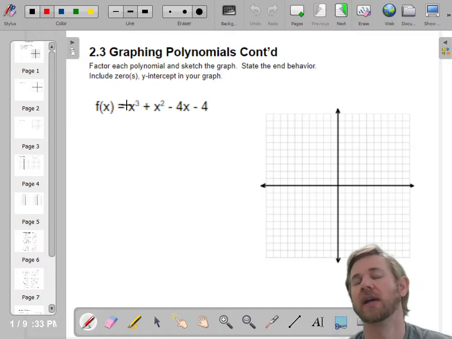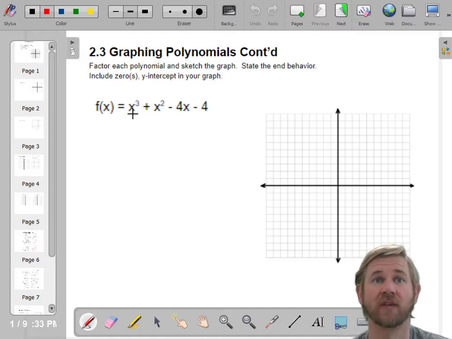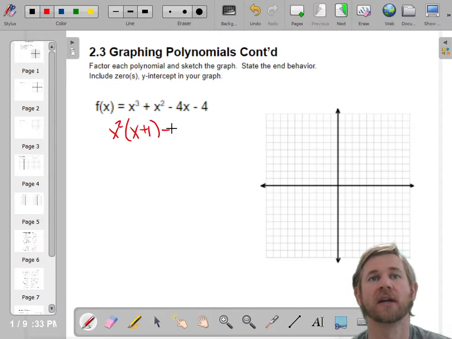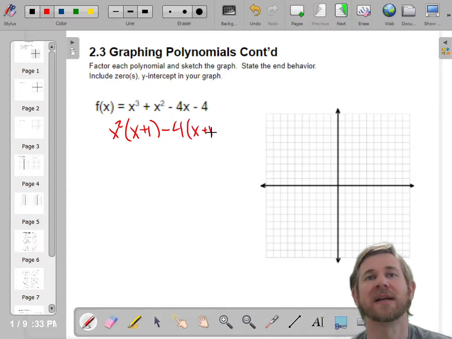Okay. So if you see that you have four terms, you're going to find the GCF. This is factor by grouping. So the GCF of the first two is x squared, x plus 1. Bring down your minus sign. Those two have a 4 in common. Remember, it's x plus 1 because you're factoring out a negative 4 times positive.